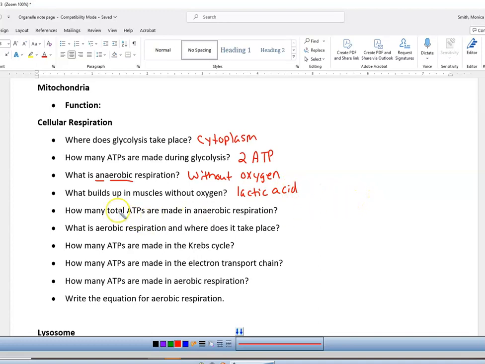Okay, so what is the total ATPs that you get from anaerobic respiration, without oxygen? Well, we got 2 during glycolysis. That's the only time we make ATP if you don't have oxygen. So you do get 2, but that's all you get. All right, makes sense? All right, so what is aerobic respiration? Well, that means with oxygen present. Where does that take place? That takes place in the mitochondria.